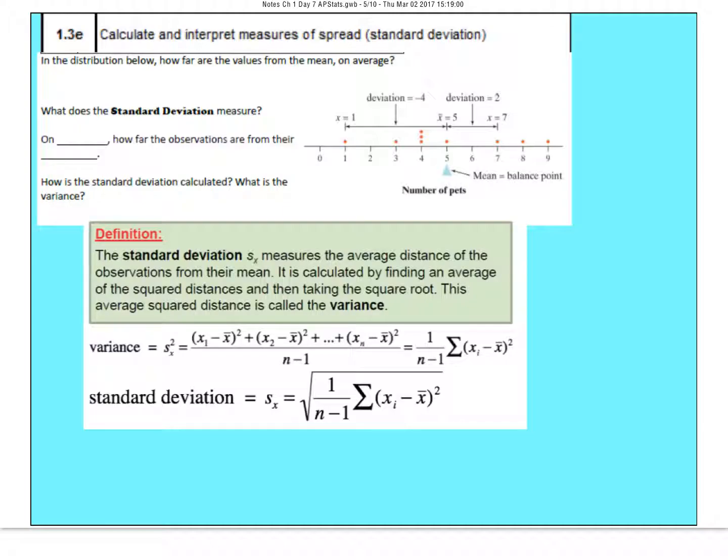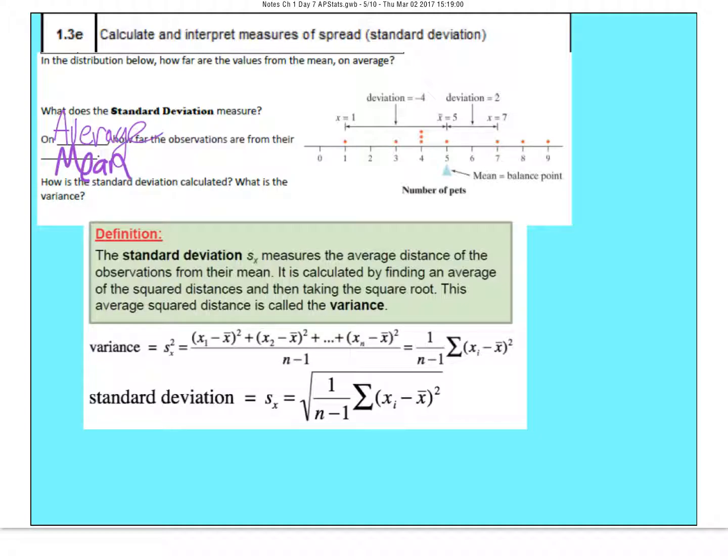What we're going to do is look at the deviations of the various answers. For example, whoever answered 7 pets, you'll notice this line here is 2 deviations from the mean. The person who said they had 1 pet deviates by -4, and it's negative because they are below the mean. By definition, a standard deviation is on average how far observations are from their mean.